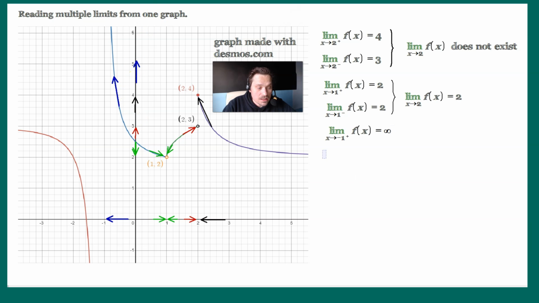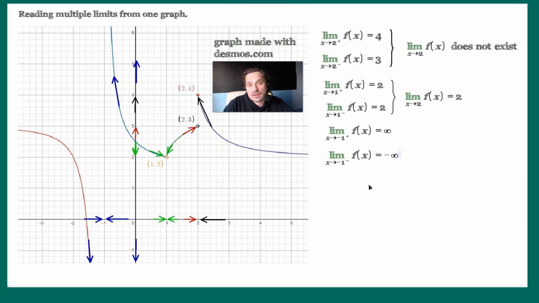Take a look on the other side. When I approach negative 1 from the left side, then the points would move along the graph this way, and that means that the y-coordinates would move down this way towards negative infinity. So what I can say is that the limit as x approaches negative 1 from the left side, so put a little negative up there, of f of x is equal to negative infinity.